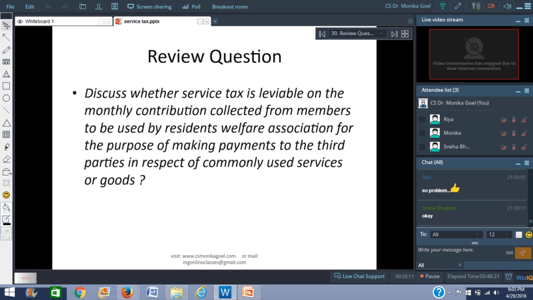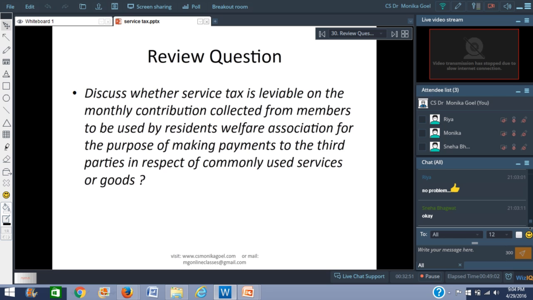Now, the next question is: discuss whether service tax is leviable on the monthly contribution collected from members to be used by the Residents Welfare Association for making payments to third parties in respect of commonly used services or goods. When we talk about service tax, don't you feel these are transactions we see on a day to day basis? Like using software, or using services from the resident welfare associations, there are lots of transactions you see very regularly in your life, and therefore service tax becomes a very friendly subject for all of us.